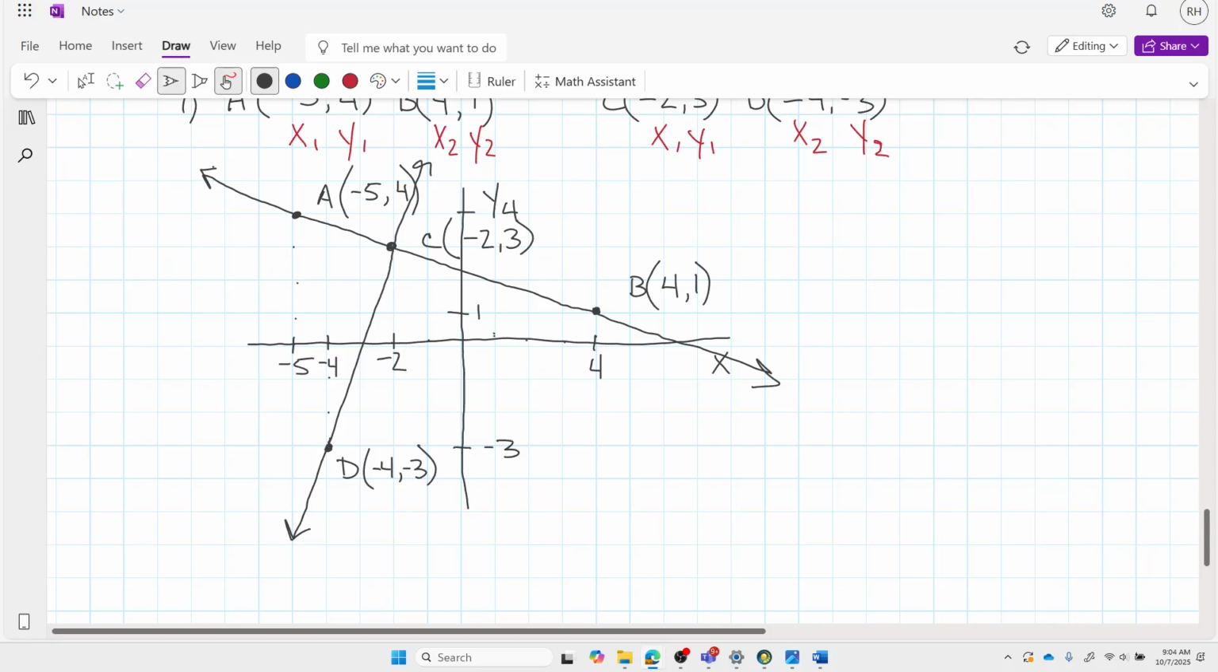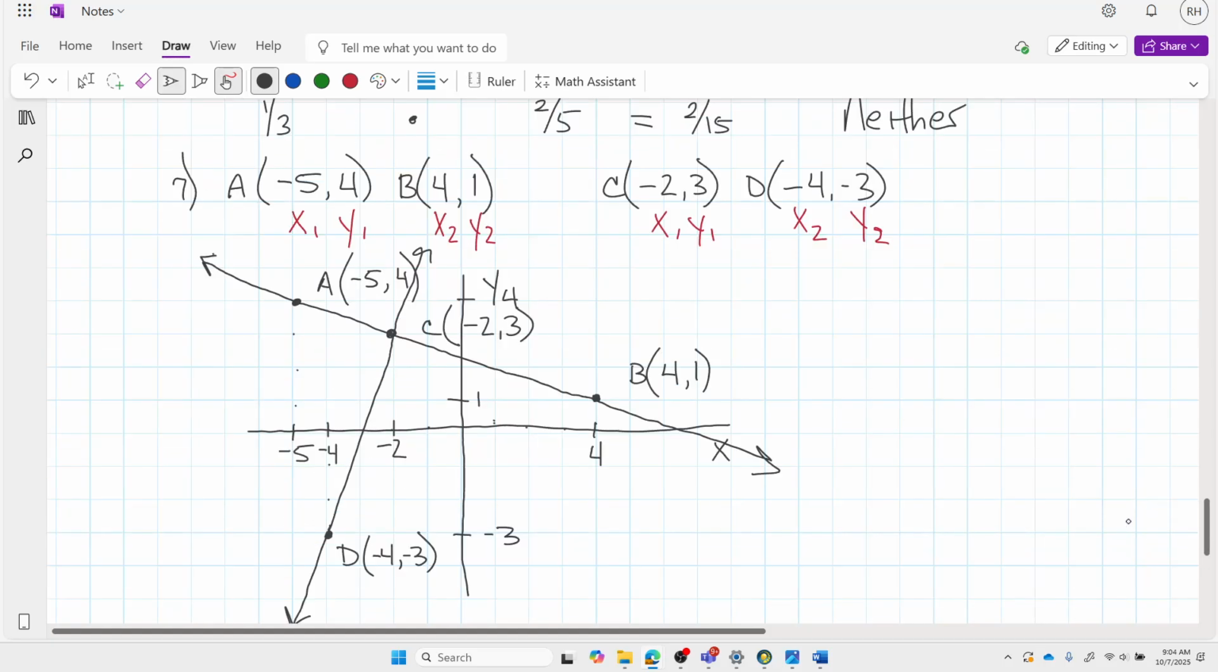The question is, determine whether each pair of lines is parallel, perpendicular, or neither. So yesterday, you did the same thing, except you were already given the points. Today, you're given points on a line, or on 2 lines. You have to determine what the x and y value is, and then you have to find the 2 slopes. So let's find the slope of line AB right now.